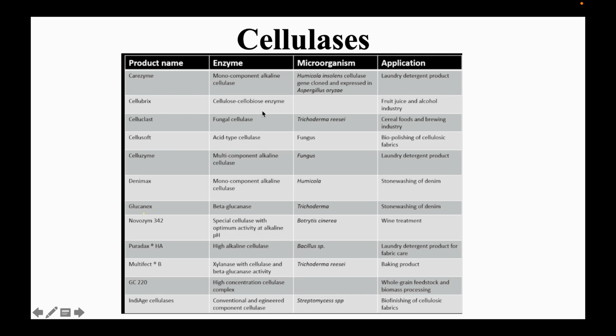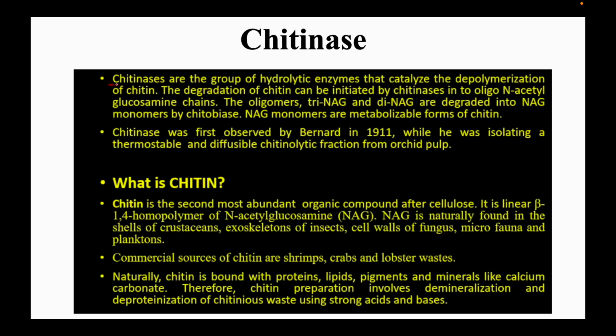So these are the different cellulases which are present, and the enzymes could be different as per the application. We have different types of enzymes isolated mostly from microorganisms, and there are applications in baking, fruit juice, laundry, stone washing, wine treatment. So this table consists of that.